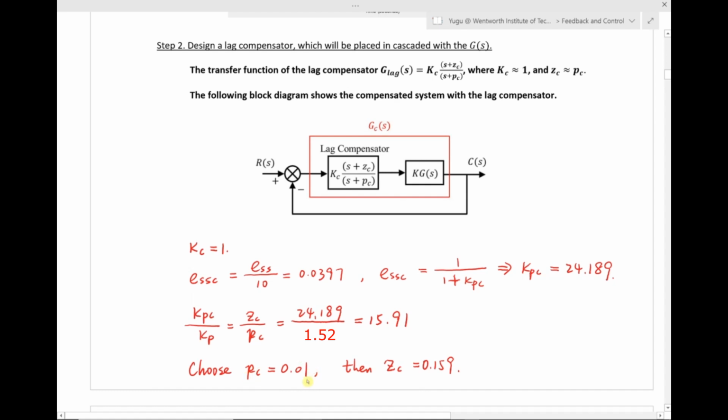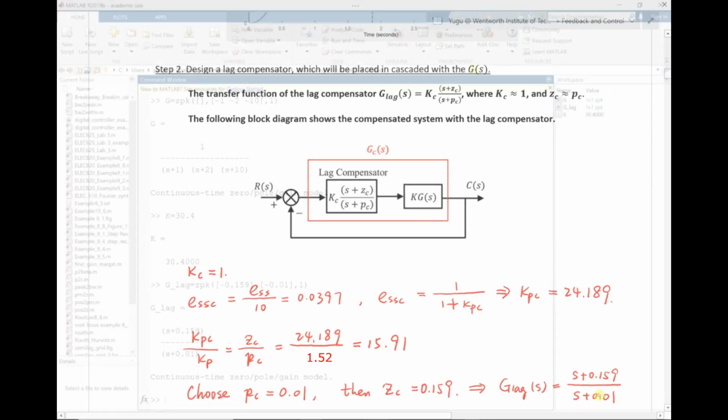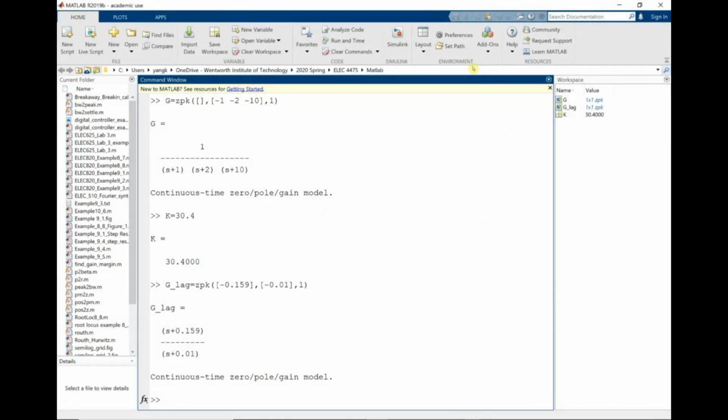Then we can use the ratio to guide us to choose the values for Zc and Pc. Here I've chosen Pc to be equal to 0.01, and Zc comes out to be equal to 0.159. Then the lag compensator will have a transfer function that looks like this. Now with the designed lag compensator, we're going to use MATLAB to simulate its performance. Here in MATLAB, I have already defined the plant of the original system, G, the gain of the original system, 30.4, and the lag compensator. If we multiply G with K and G lag, then we have the open loop transfer function after compensation. Here we're going to use Gc to denote it.